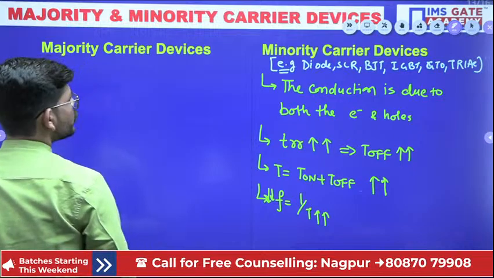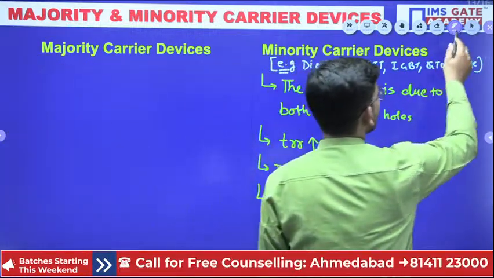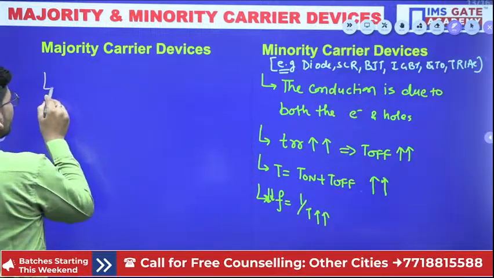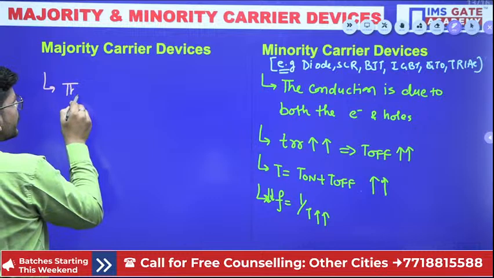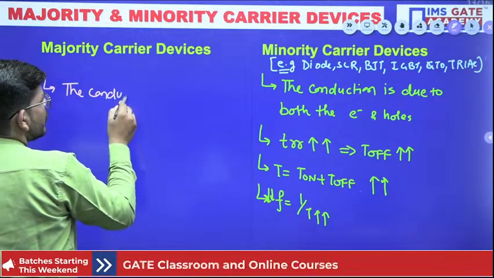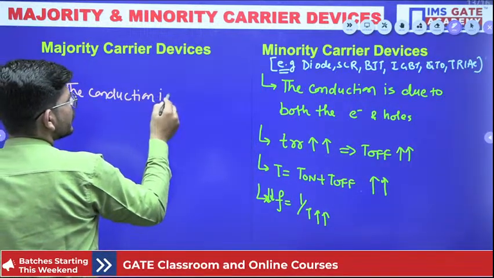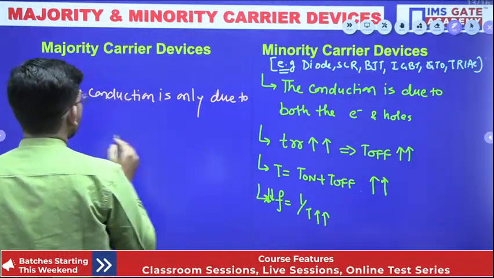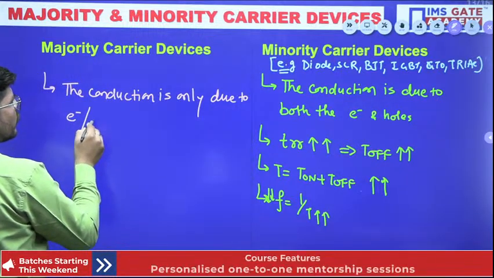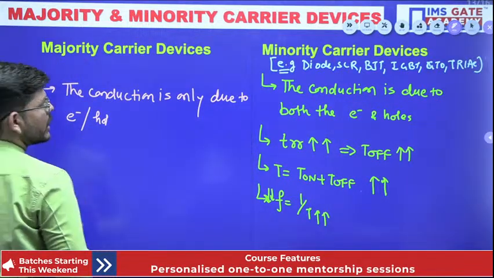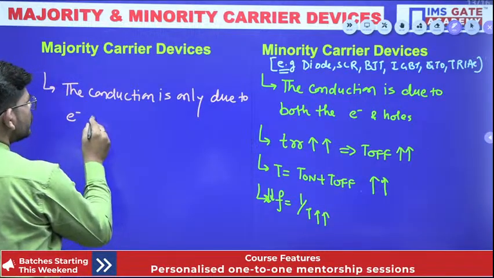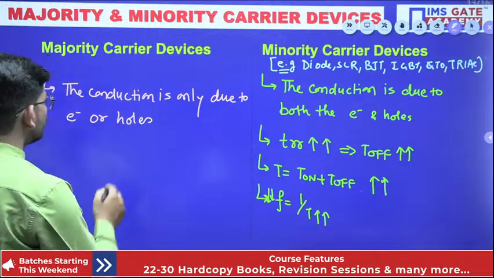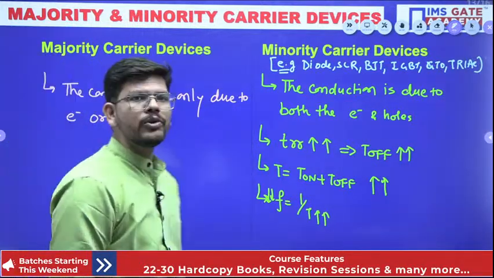But when it comes to the devices which are majority carrier devices, what do we mean by majority carrier devices? So in majority carrier devices, the conduction is only due to electrons or holes, isn't it? The conduction is only due to electrons or holes, okay, not because of both of them. The conduction is only due to electron or hole.